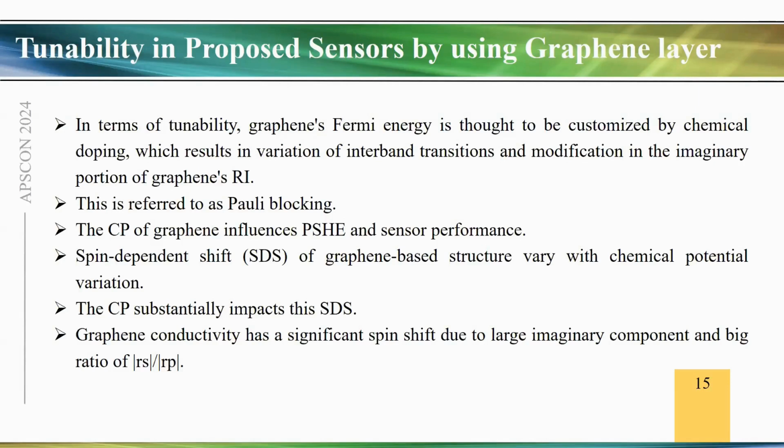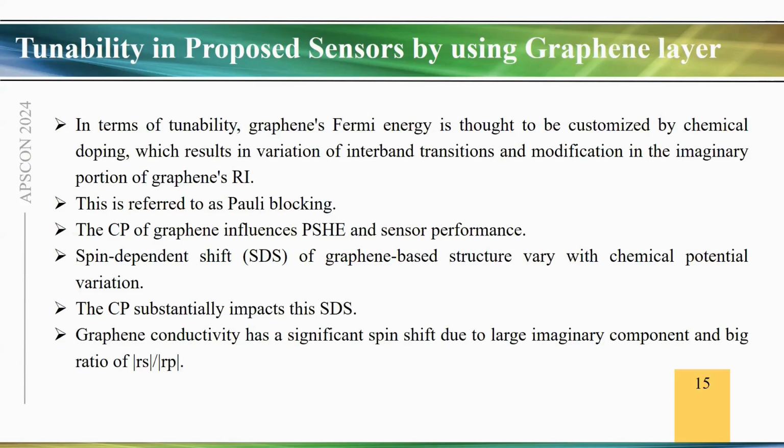Coming to the tunability in the proposed sensor. In terms of tunability, graphene's Fermi energy level is thought to be customized by chemical doping, which results in the variation of the interband transition and the modification in the imaginary portion of the graphene refractive index. This is referred to as Pauli blocking. The chemical potential of the graphene influences the photonic spin Hall effect, and the sensor performance, the spin dependent splitting of the graphene based structure, varies with the chemical potential variation.